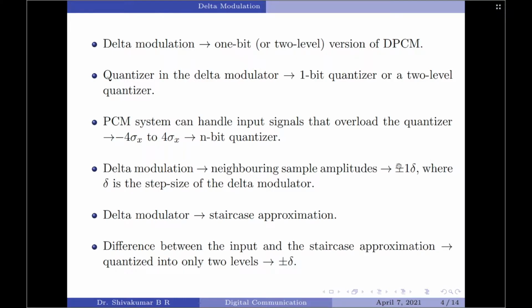Please note this should not be confused with the capital delta, which was the step size for both the PCM as well as DPCM. We will relate the step size of the PCM as well as that of the delta modulator in the later part of the discussion.